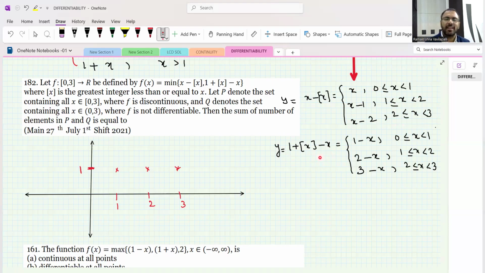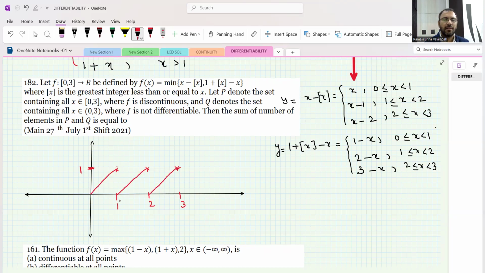Now we will draw the graphs of x minus integral part of x, that is known as the fractional part of x. So between 0 and 1, simply the y equal to x line. Between 1 and 2 it is y equal to x minus 1. They all have equal slopes, so therefore they are parallel.